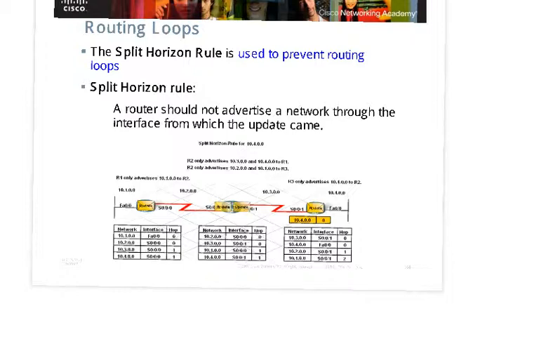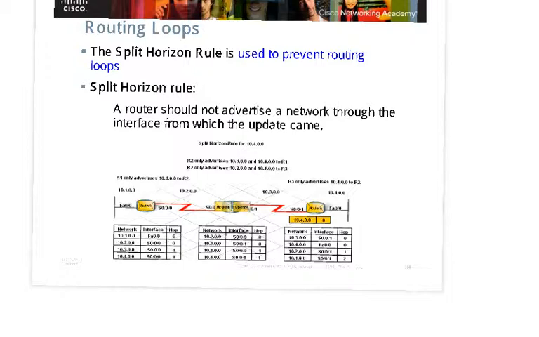In split horizon, it's very simple. I have to split the horizon. Whatever is coming from the left, I have to send on the right. Whatever is coming from the right, I have to send to the left. And I have to keep track of where each entry came from. So if I do that, routing loops will not happen.